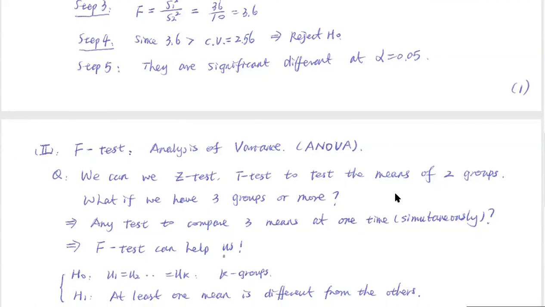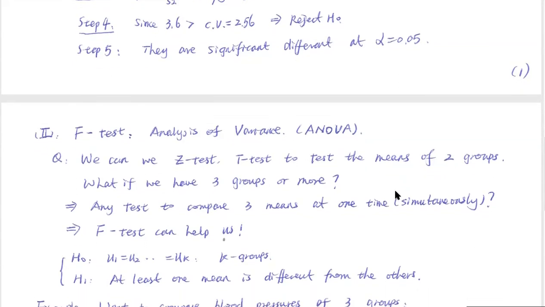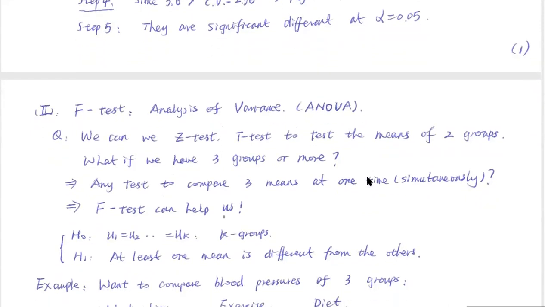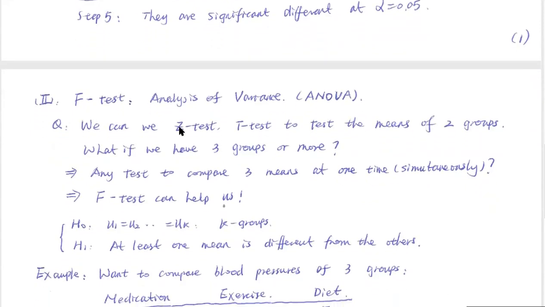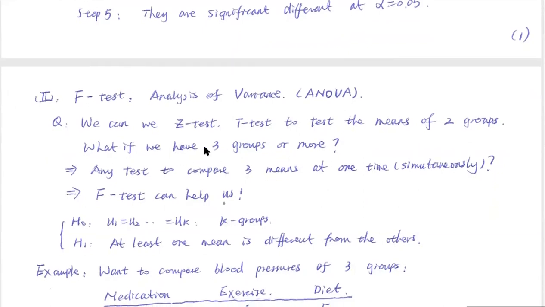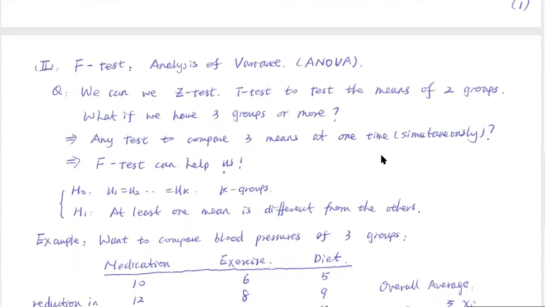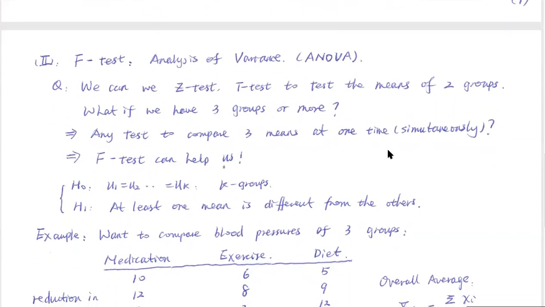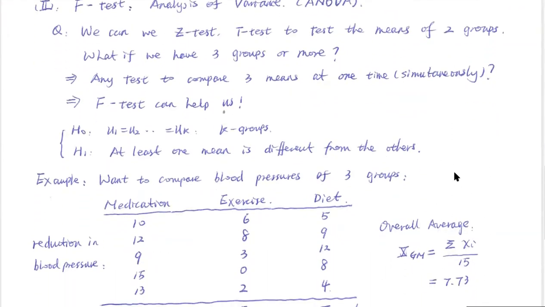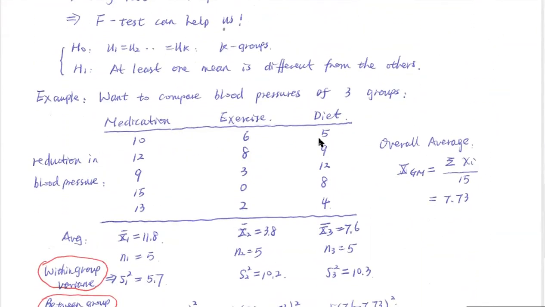So what we are trying to study here is the second application of using the F test to compare multiple groups. Everybody, compare 3 groups or more. So why do we want to do a study like that? Here is an example.